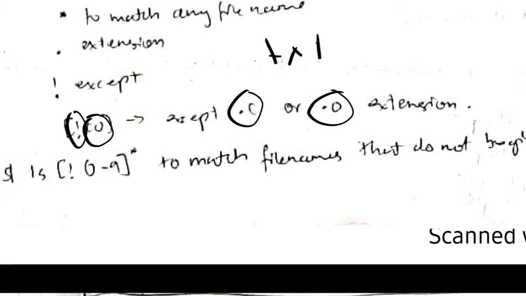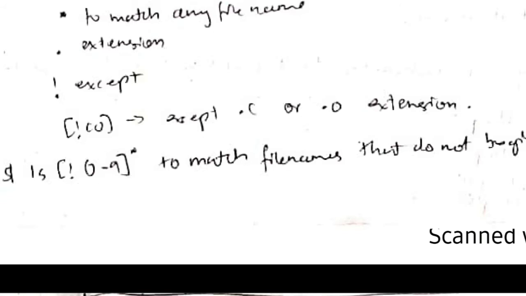So if I write here exclamation mark c o, it will not choose those files which have the extension .c or .o. Rest all it will choose, like .txt, .pdf, those it will choose. Only those files which have .c and .o it will not choose. The same thing can be done with the numbers also.